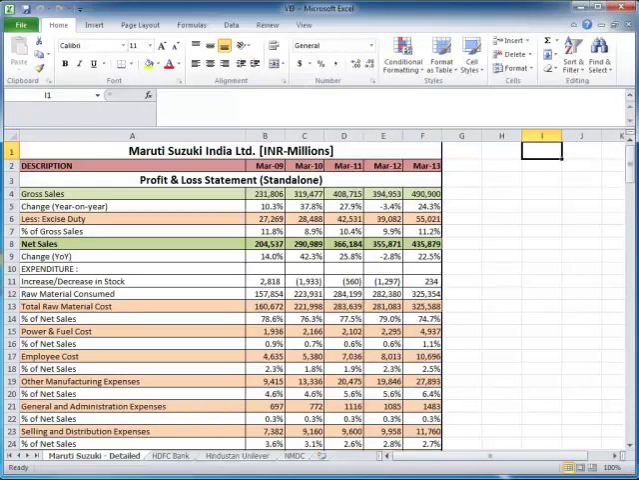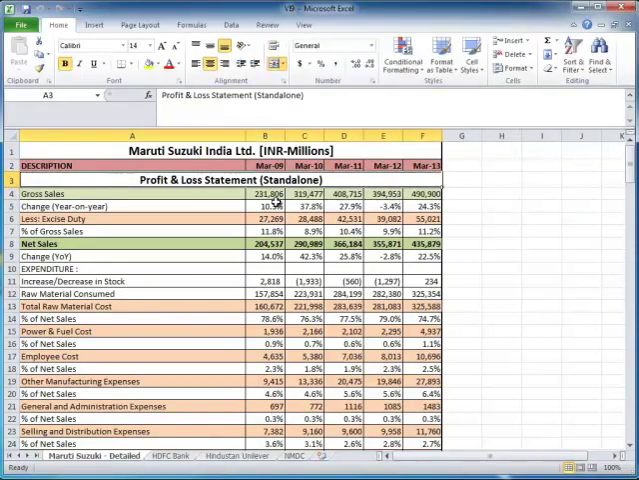Maruti Suzuki. So the first part of this lecture, we want to look at the financial statements and some financial ratio analysis of Maruti Suzuki as an example. So here we have an Excel spreadsheet which has the company's accounts as well as some ratio analysis.